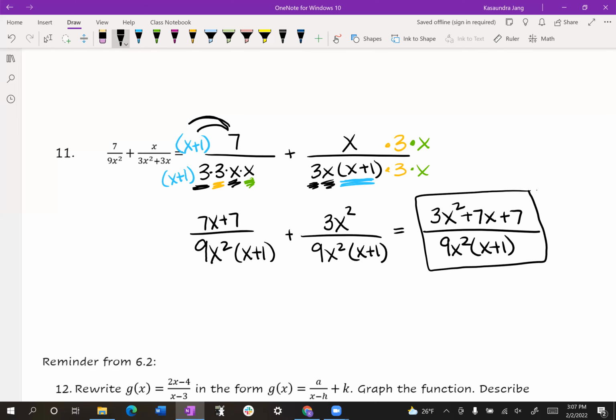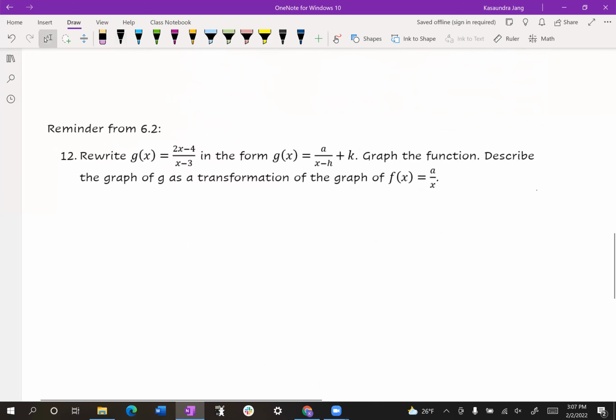And then the last thing here is from 6.2, rewrite this g of x in the form where you have some number, no x's, just some number over x minus h, and then plus k on the outside, and then graph the function. So I don't know if you remember, but this was either synthetic division or long division. Because this is a plain x minus 3, I personally would do the synthetic division.